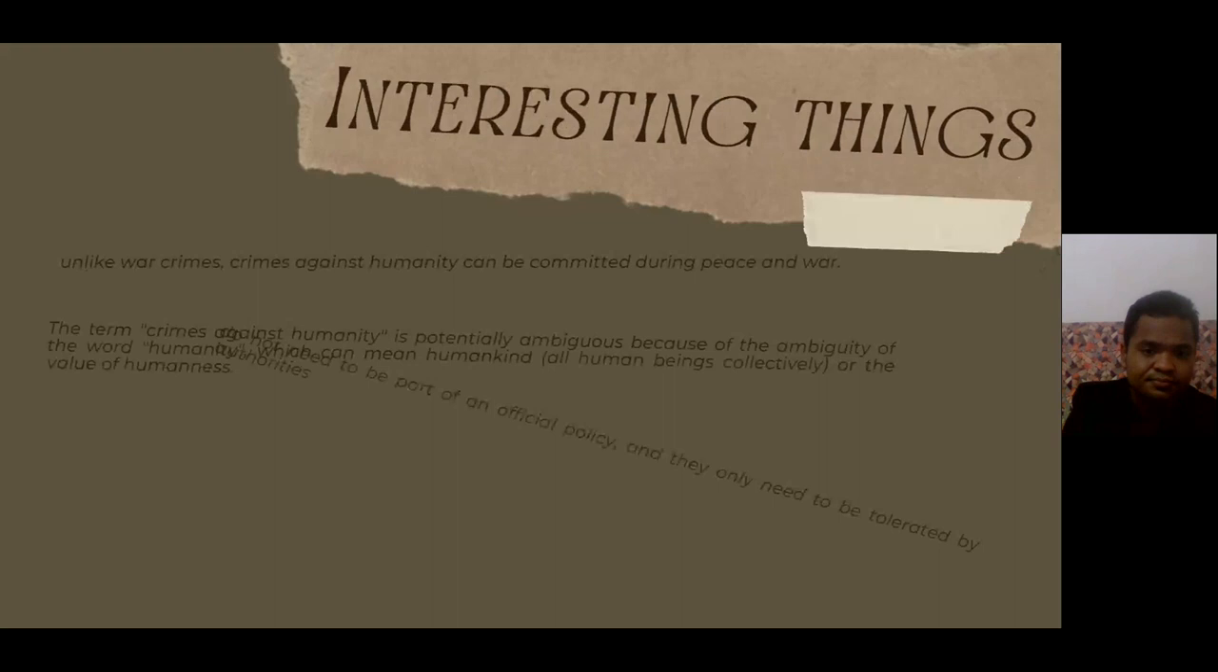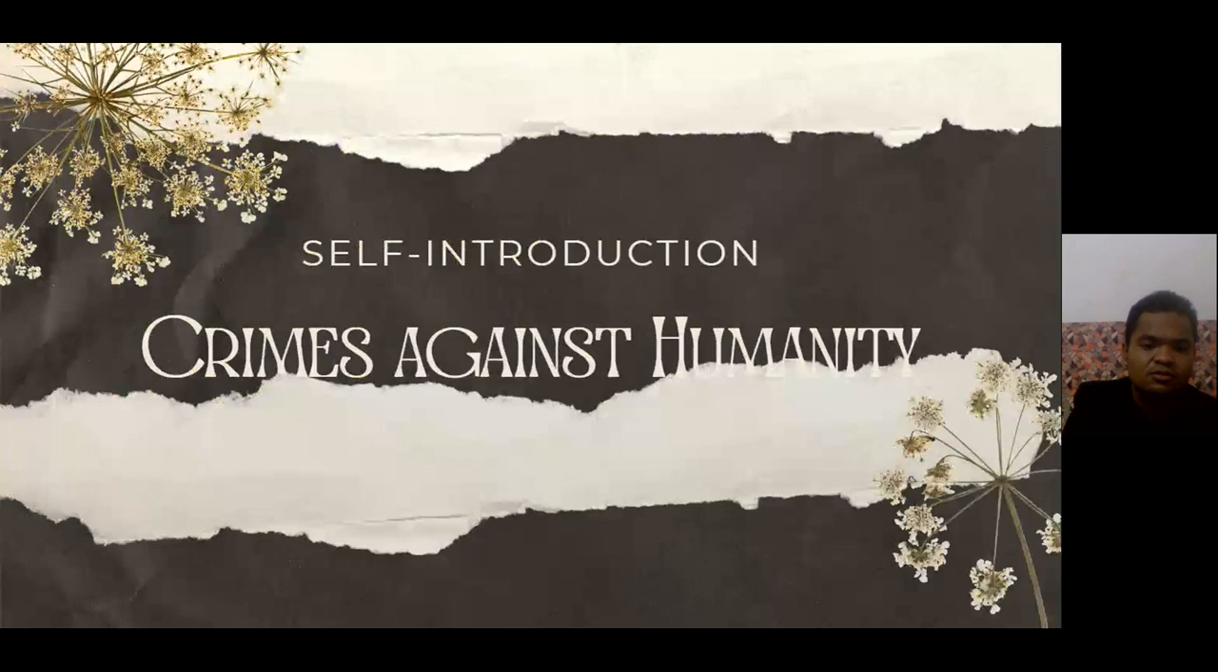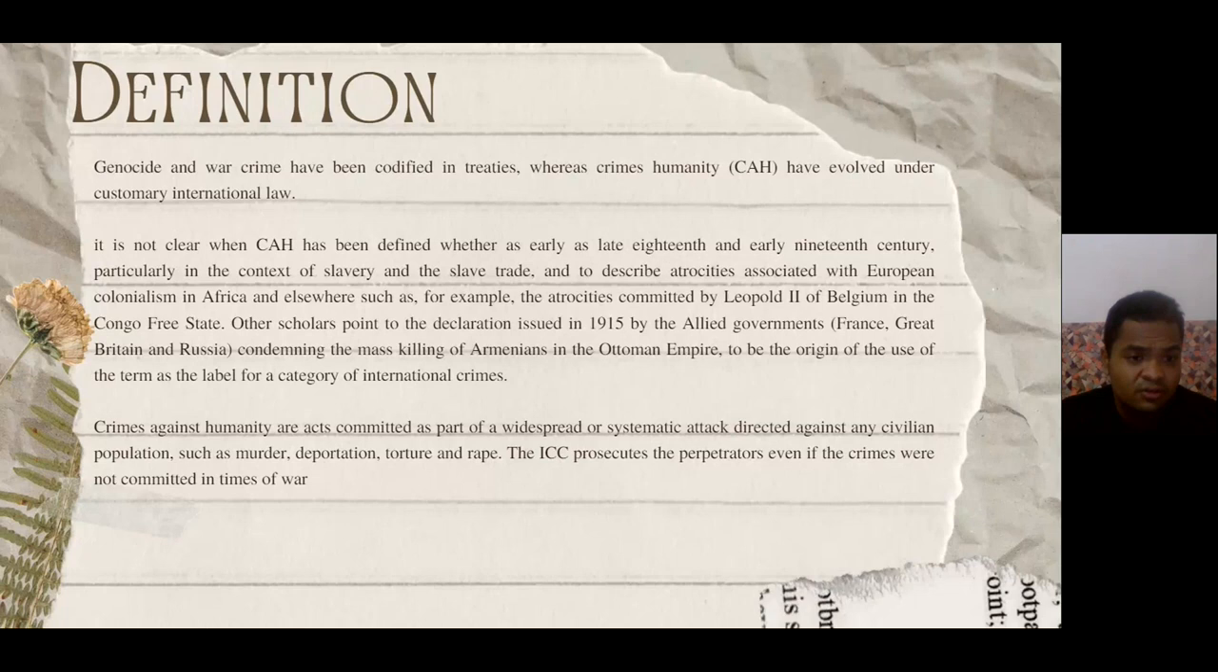If we look at the definition, war crimes and crimes against humanity can be seen as similar, as they involve killing, torture, and other things, but there is something that keeps them apart. And I will say again, crimes against humanity can be known as the first crimes that have been stated in the Rome Statute of the ICC. Crimes against humanity is a widespread or systematic attack directed against any civilian population, such as murder, deportation, torture, and rape.